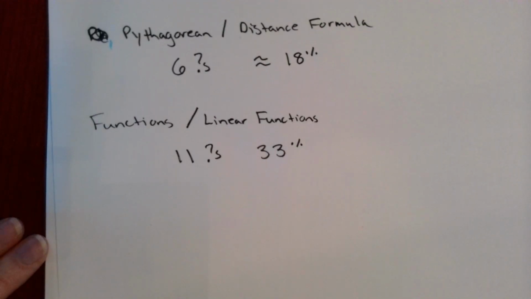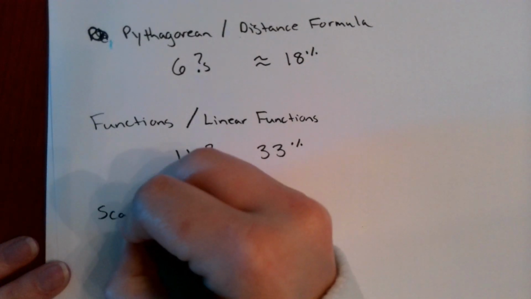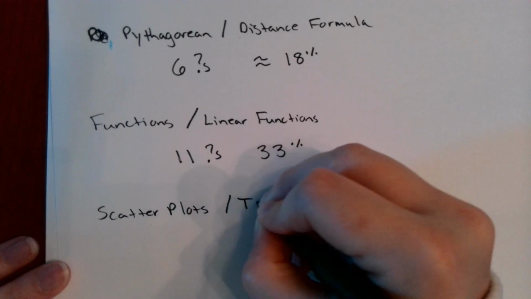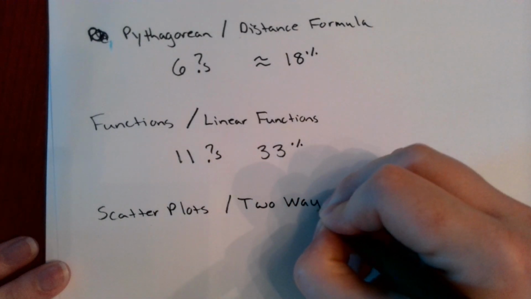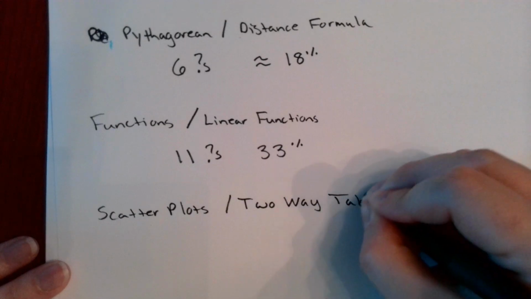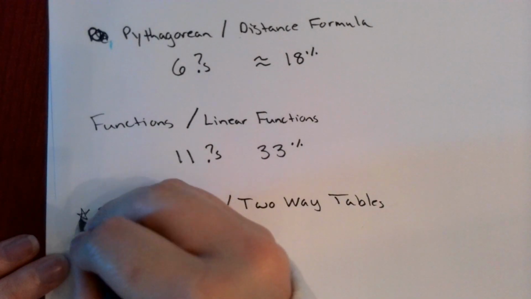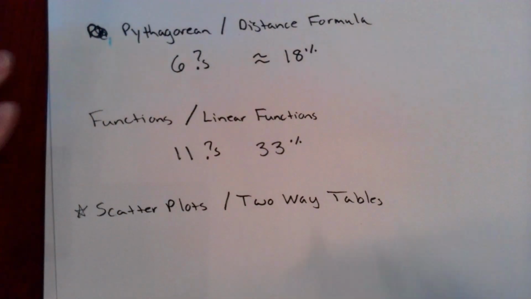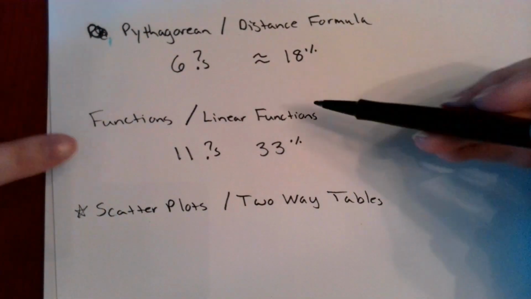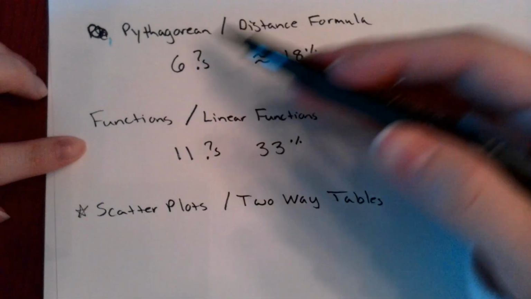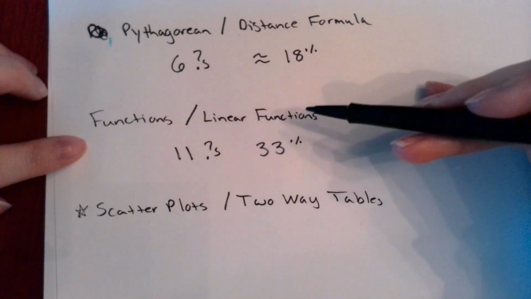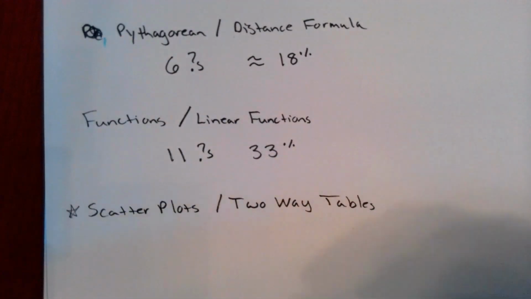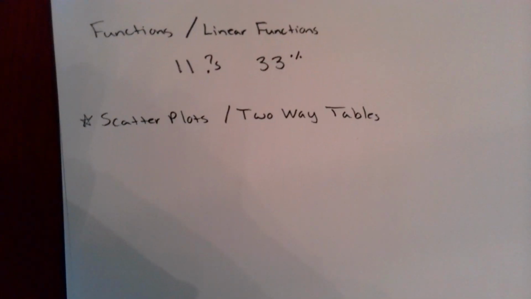Then we're going to have scatter plots and two-way tables. Okay, and I'm going to put a star next to this because this is when we started doing digital learning. So Pythagorean theorem and distance formula, functions and linear functions, all of this was done in the classroom. That was the first quarter. Second quarter, or sorry, that was third quarter. Fourth quarter and on is the digital materials.